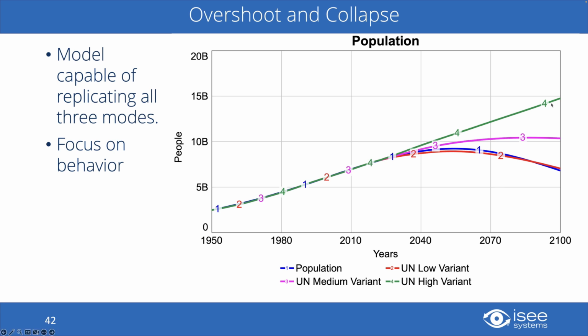And the overshoot and collapse, you can see the blue line is the simulated, and the number 2 red line here is the data that comes from the UN. It's actually a projection going into the future. So, and the focus is on the behavior.